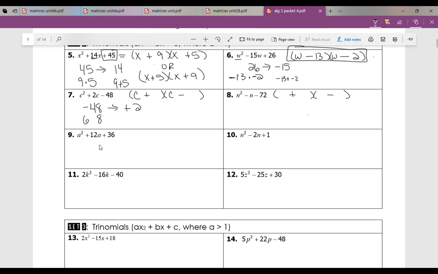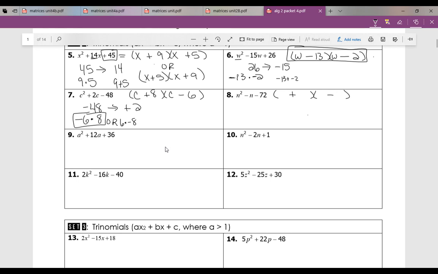Does 6 times 8 equal 48? Okay, so now we have a choice. Is it going to be negative 6 times positive 8, or is it going to be 6 times negative 8? Both of those multiply up to negative 48, but which pair adds up to positive 2? The negative 6 and the 8. So I'm going to put the 6 with the negative and the 8 with the positive.